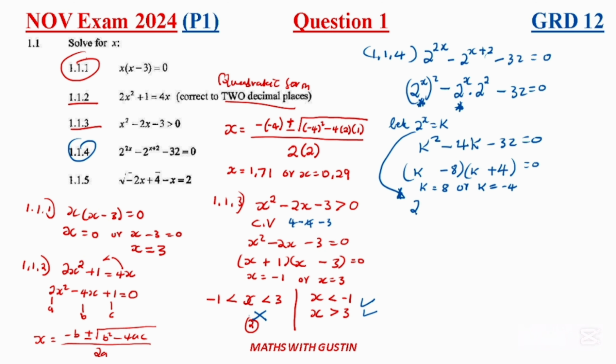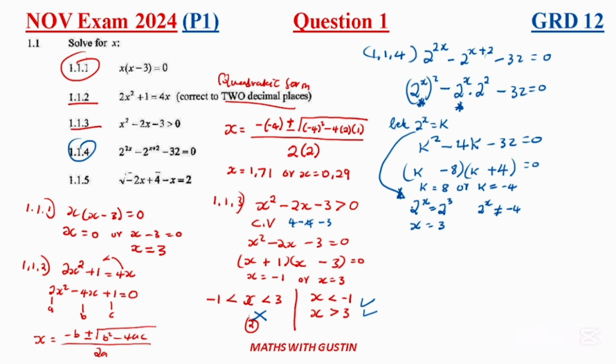So in this case you need to substitute back the 2 to the power of x. So you're going to have 2 to the power of x. Then if you change this 8 to make it the power of 3, you're going to have 2 to the power of 3. And we know here that there's no way that 2 to the power of x can be a negative number. So this one won't work for us. Then we know that x is equal to 3.